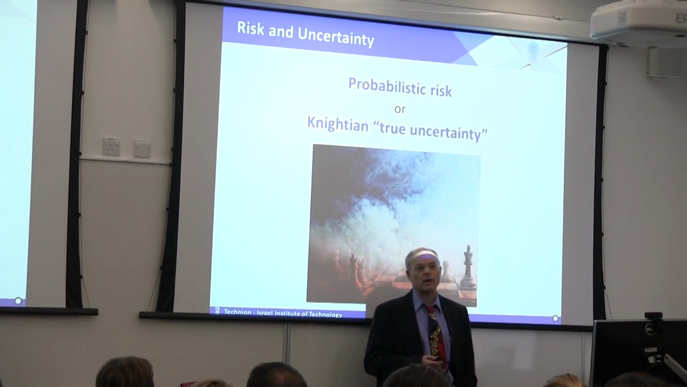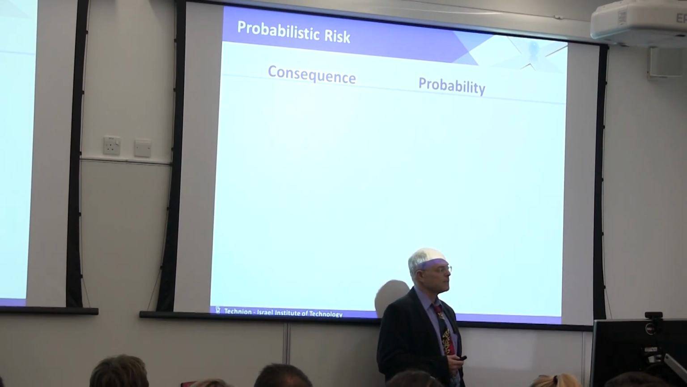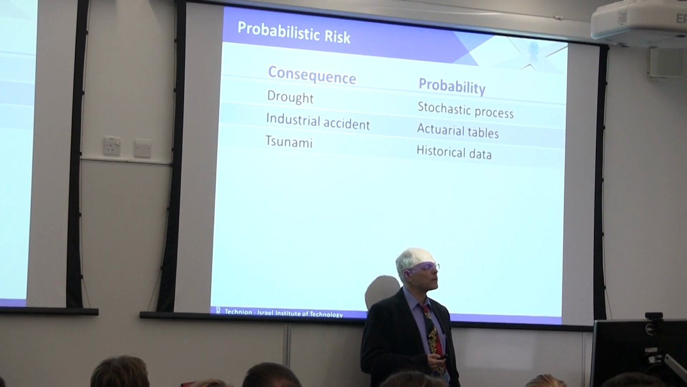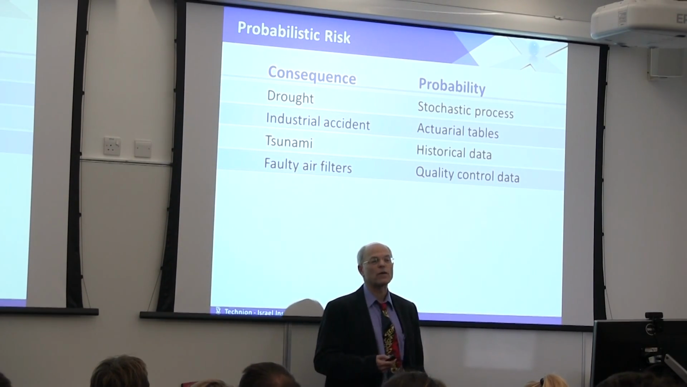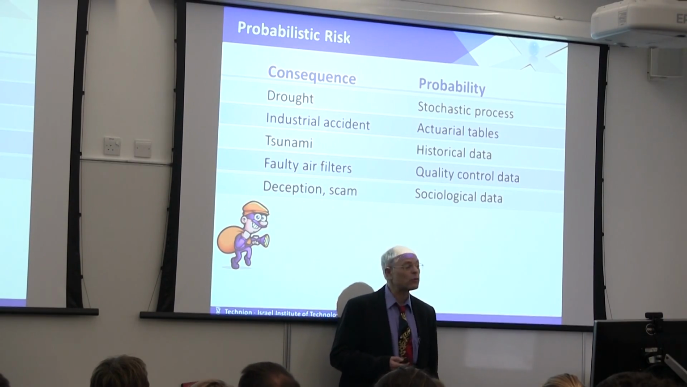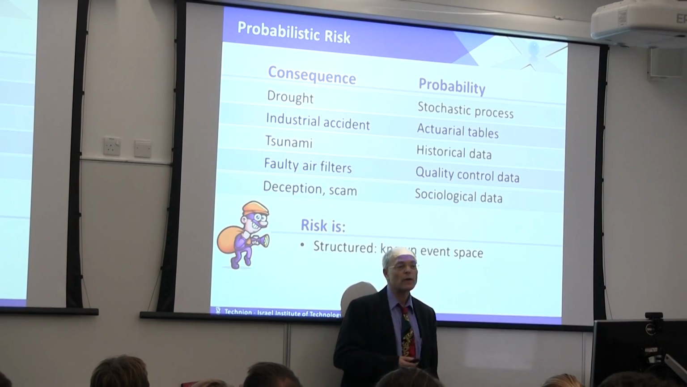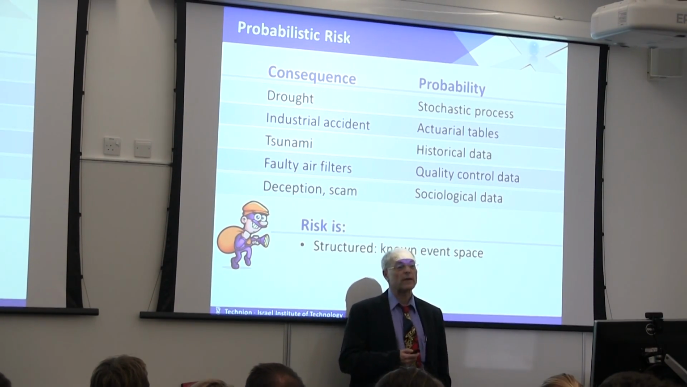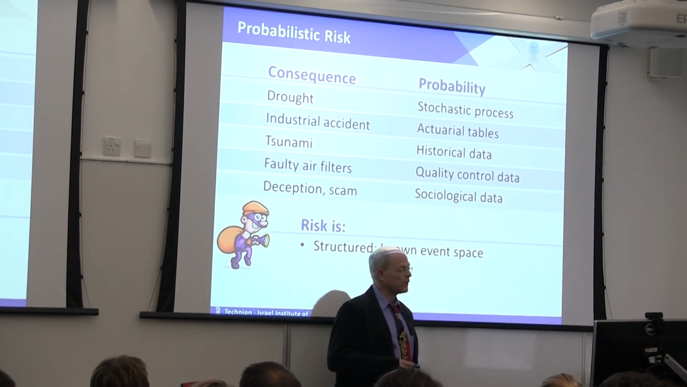So let me get started and distinguish between risk and uncertainty. Probability is tremendously powerful and useful. We can use probability in many situations if we understand a stochastic process, or have actuarial data, or historical data, or quality control information, or sociological data. In all those situations and many others, we can use probabilistic or stochastic models to represent our uncertainties. And that is what I will refer to as probabilistic risk.